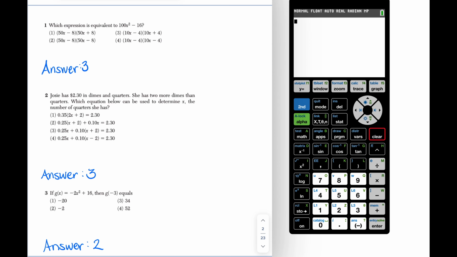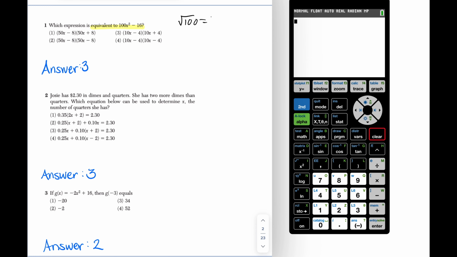With number 1, we have: which expression is equivalent to 100x squared minus 16? The first thing I notice is that between these two numbers, 100 and x squared, those are squares. I know that 100 is a square number, and I also know x squared would be a square because x times x makes x squared. And 16 is also a square. So in my head, I'm doing this.